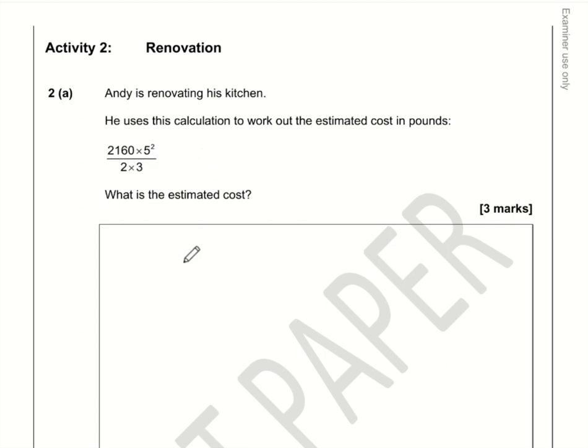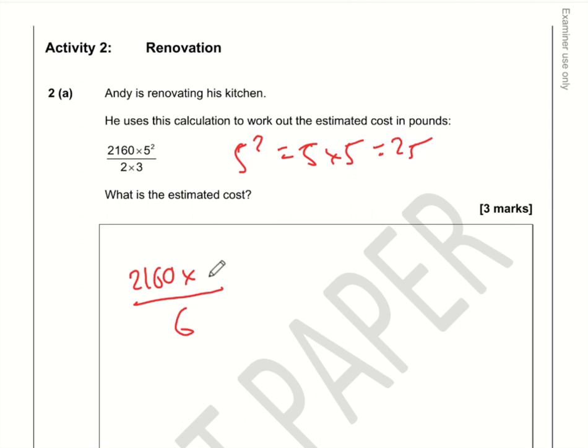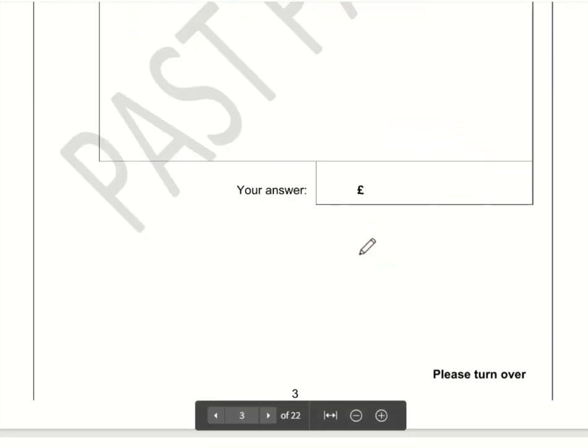So all we need to do is just tidy this up first of all. Now the denominator is going to be 6, and on the top it's going to be 2,160 times 5 squared. Well, 5 squared is 5 times 5, which is 25. And now on our calculator we just type in 2,160 times 25 divided by 6, or we can type in 2,160 divided by 6 times 25. It will still come out the same, and that should come out to a total of £9,000.